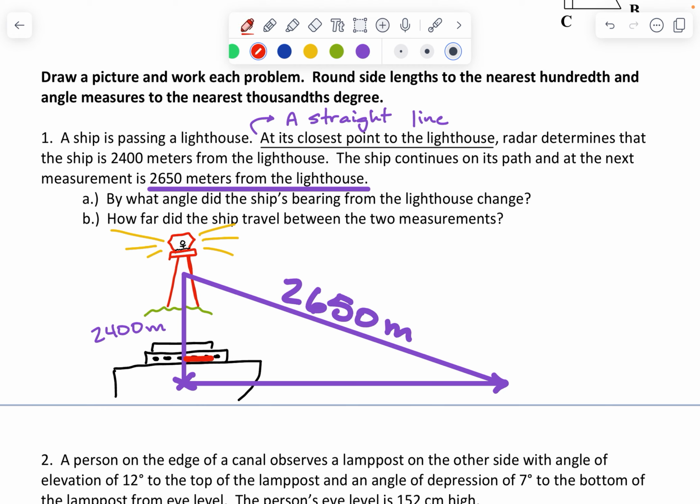So now we can kind of map everything out. We've got our triangle here. We've got 2 sides of it. And we're looking for 2 things. We are looking for what angle did the ship's bearing from the lighthouse change, and how far did the ship travel between the 2 measurements. So what we're looking for is the angle from the lighthouse.